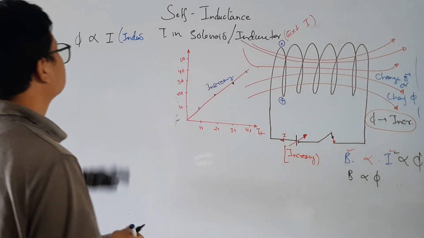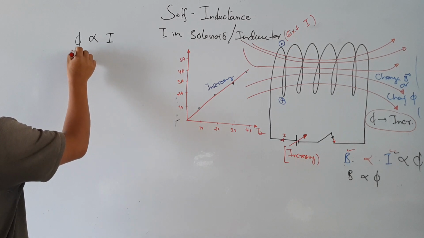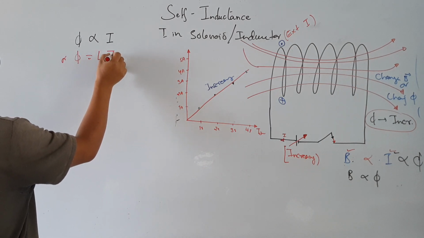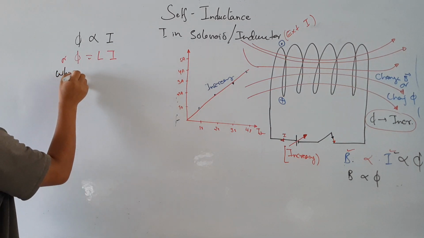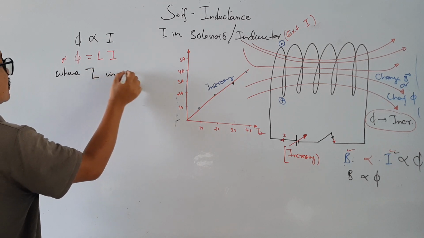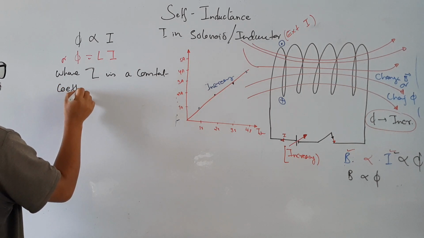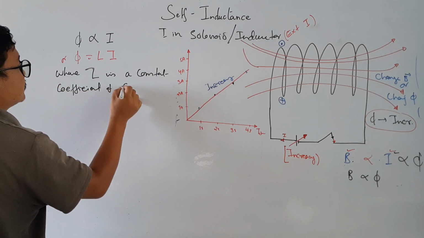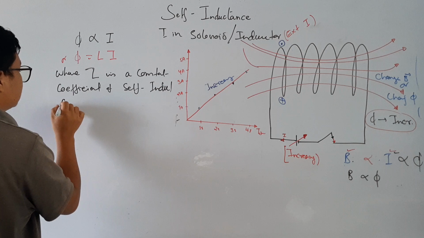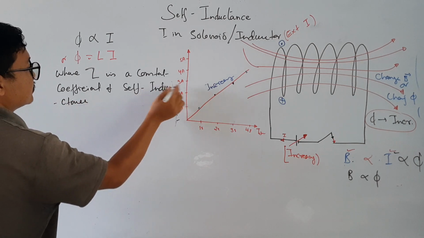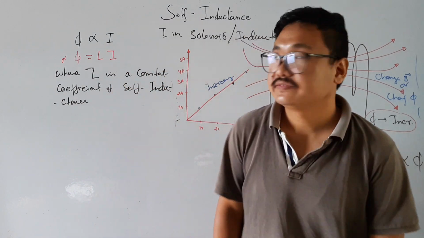Okay, I will not write this because you may get confused. So I have to remove this proportionality constant, and I will write phi is equal to L I, where this L is a constant called coefficient of self inductance. What is L? L is coefficient of self inductance.